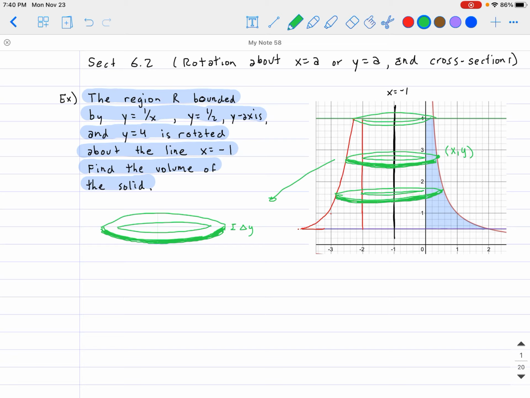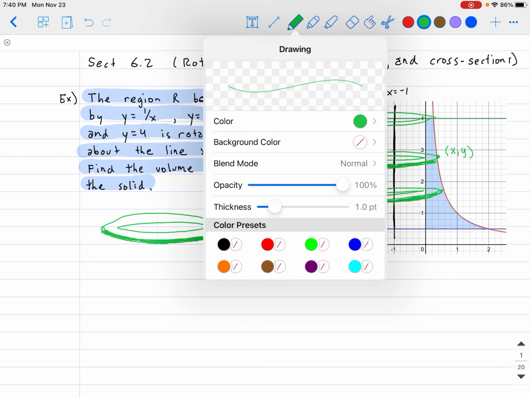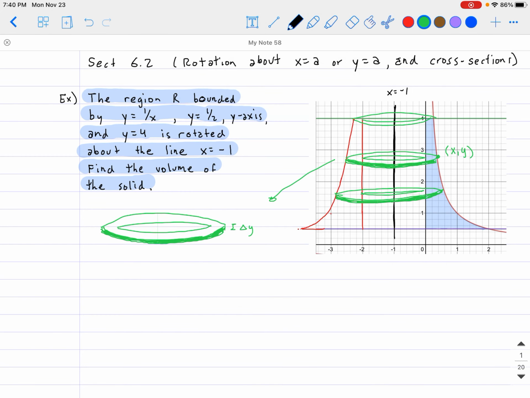Now, in terms of the rest of this, let's go ahead and draw the axis of rotation in there, so that way we can have some sort of orientation. So here is that middle, and again, that is supposed to be the line x is equal to -1. What I'd like to do is, since this is a washer method, I need to basically refer to the outer radius and also the inner radius.